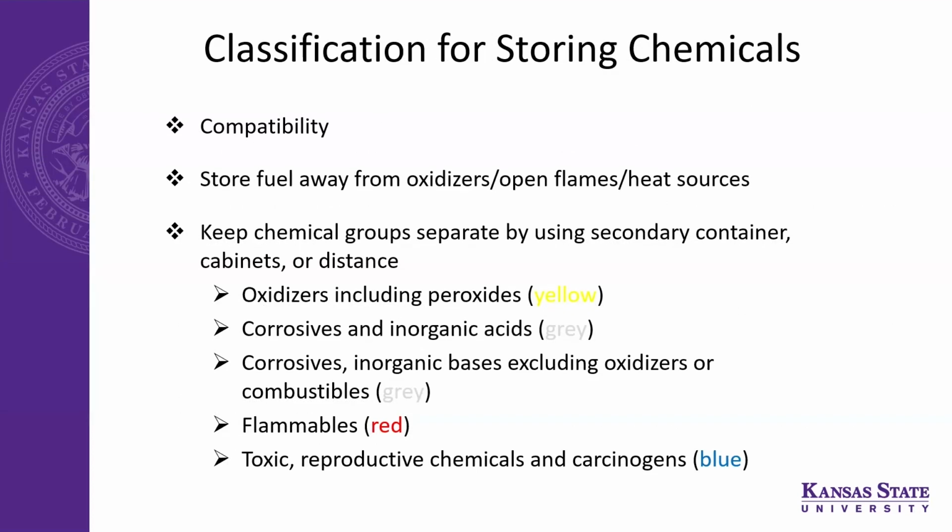These are the classes of chemicals. Oxidizers, including peroxides: the color code is yellow. Corrosives and inorganic acids: gray. Corrosives, inorganic bases, excluding oxidizers or combustibles, are gray too. Flammables in red. Toxic, reproductive chemicals, and carcinogens: blue.